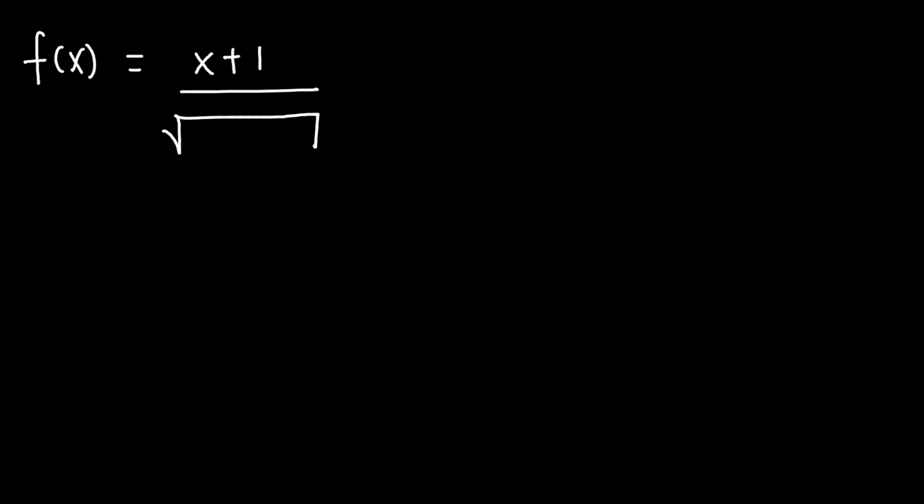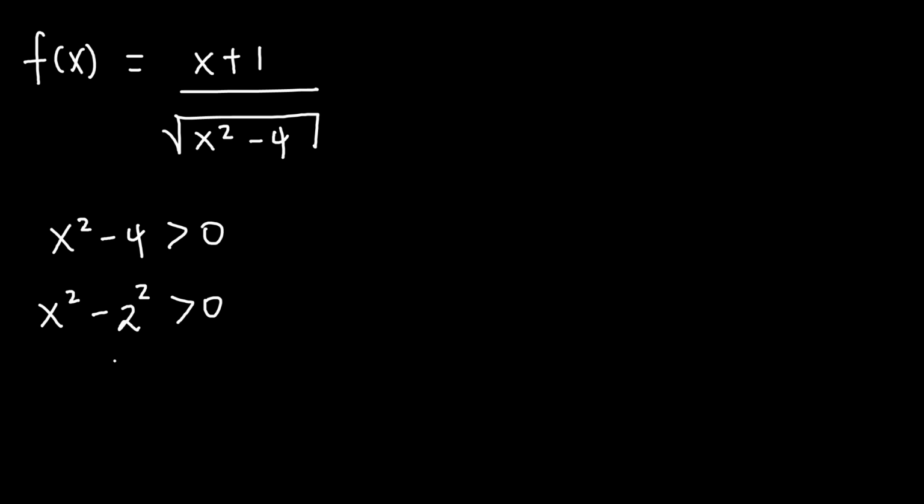Let's look at another example. Let's say we have the function f of x equaling x plus 1 divided by the square root of x squared minus 4. Now, if you remember, we said that we cannot have 0 in the denominator because anything divided by 0 is indeterminate. So in this case, x to the power of 2 minus 4 should be greater than 0. And this can also be written as x to the power of 2 minus 4, which is the same as 2 raised to the power of 2, greater than 0.